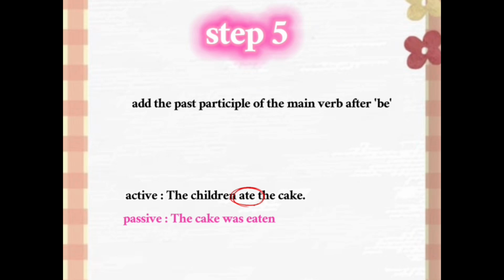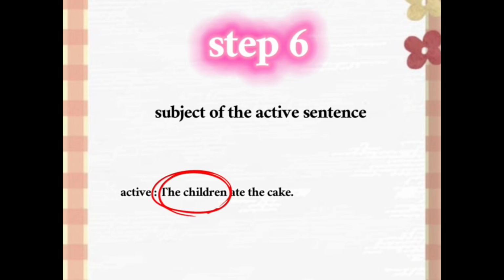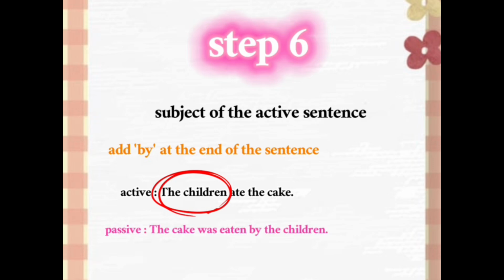The cake was eaten. And the last step, step 6, we need to decide what to do with the subject of the active sentence, which is the children. At the end of the sentence, we can add the word by. So, the final answer of the passive sentence is, the cake was eaten by the children.